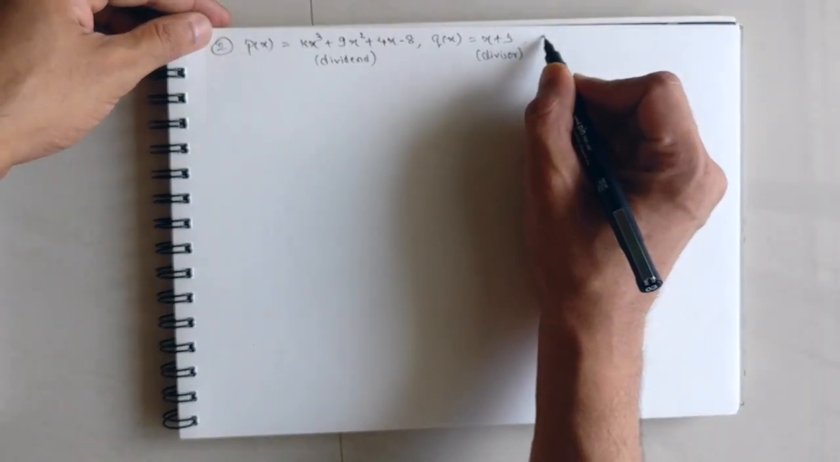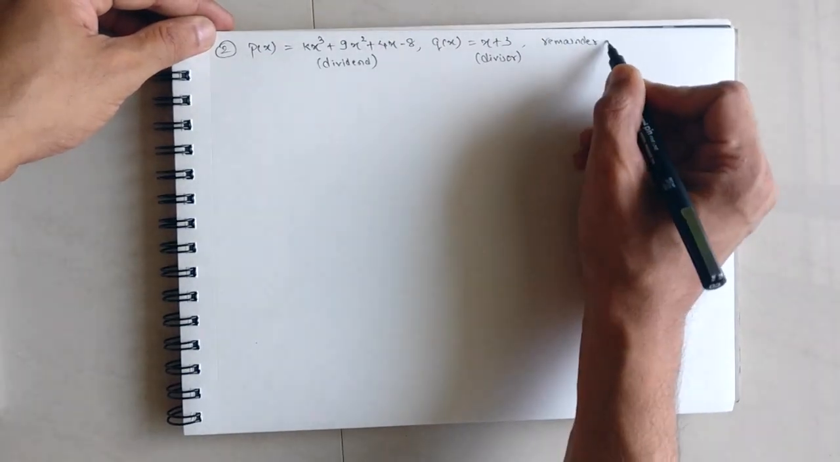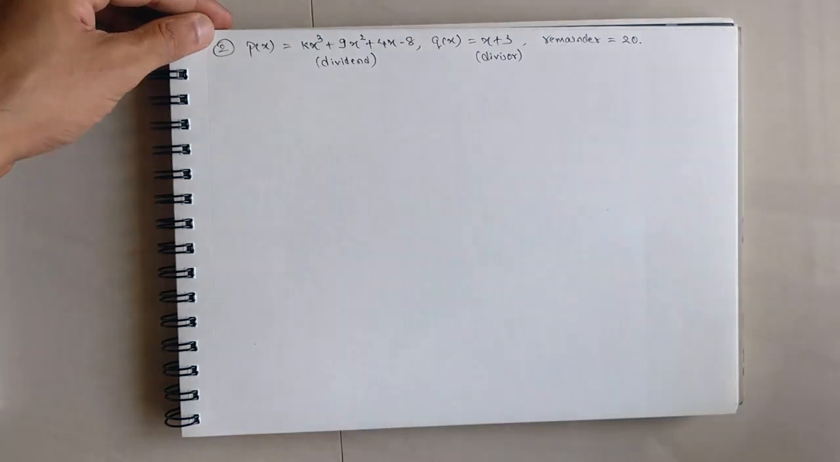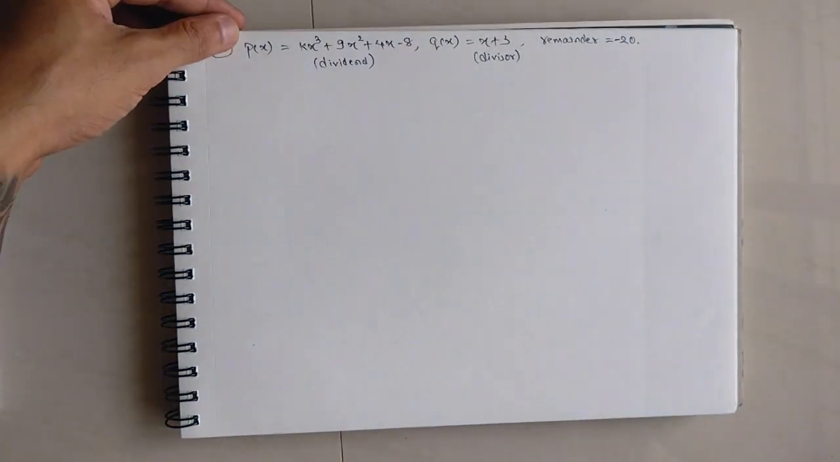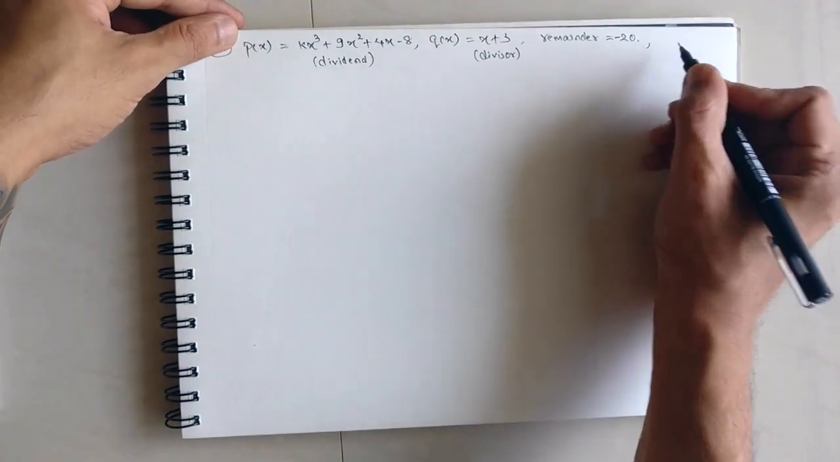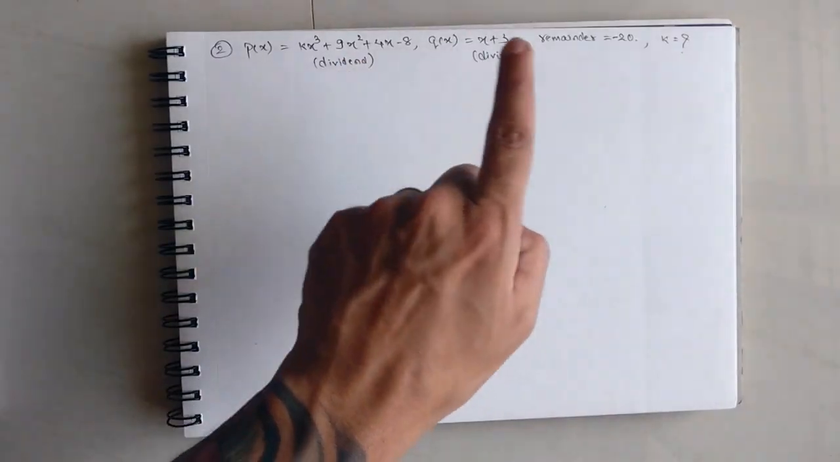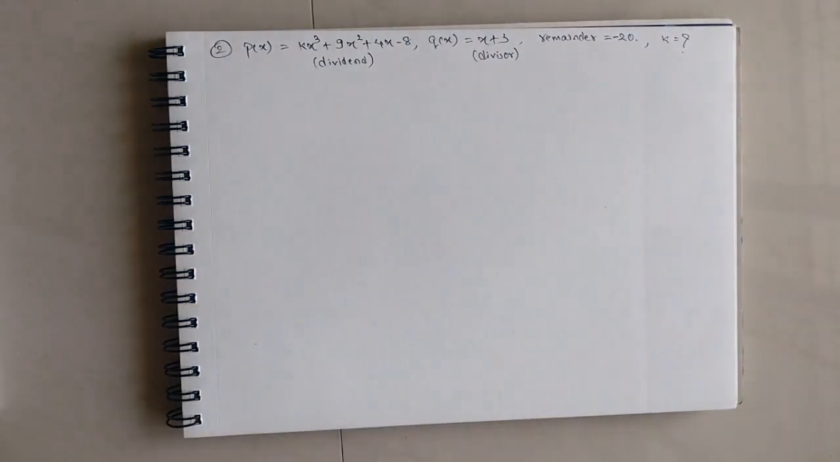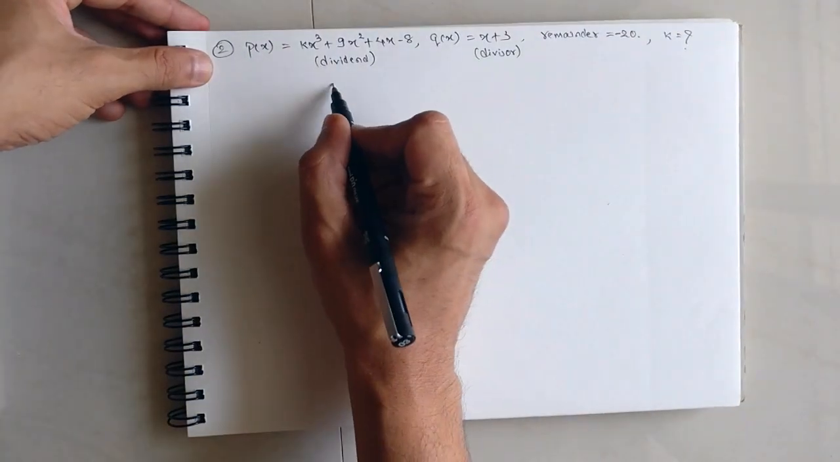So what is given? Remainder is 20. I'm sorry, the remainder is minus 20. Find the value of k. If p of x is divided by q of x, the remainder comes out to be minus 20. What will be k? Okay, so first what do we do?